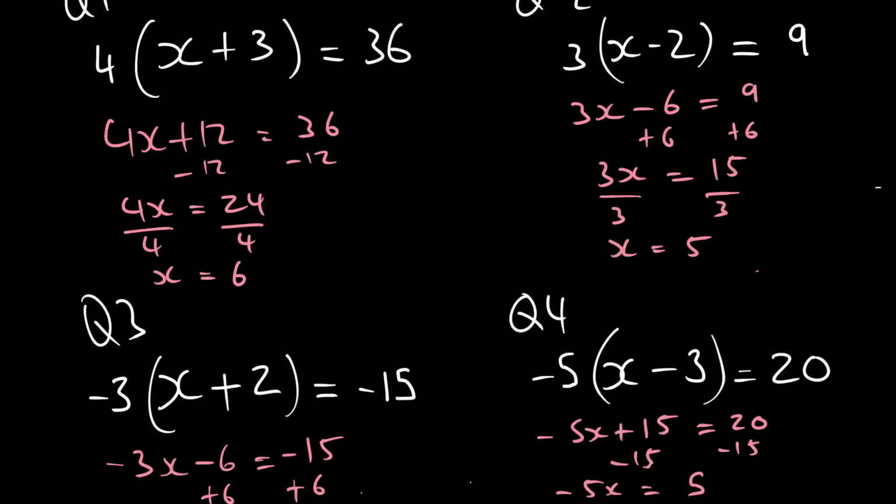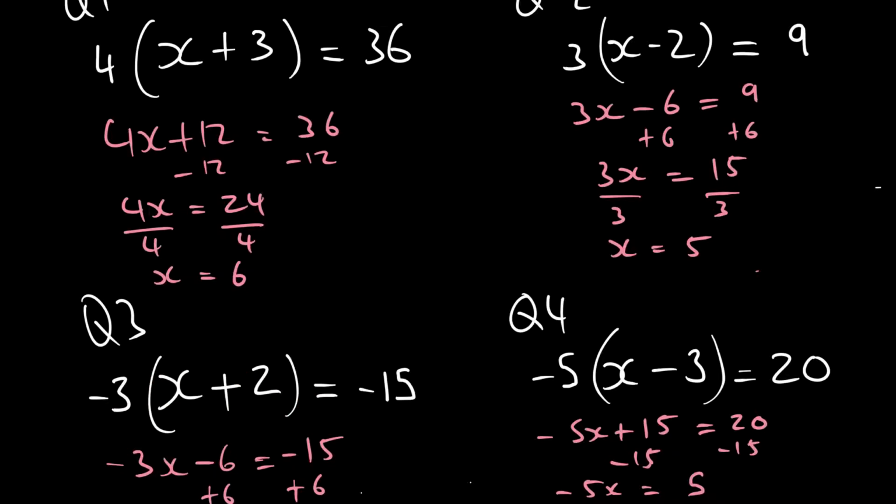If you have a quick look, the first thing we did is expand the bracket to give this, then we subtract 12 from both sides, then we divide both sides by 4. Here we expand the bracket to get this right here, then we add 6 to both sides, then we divide both sides by 3 to get x equals 5.